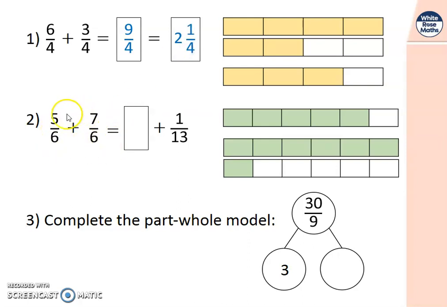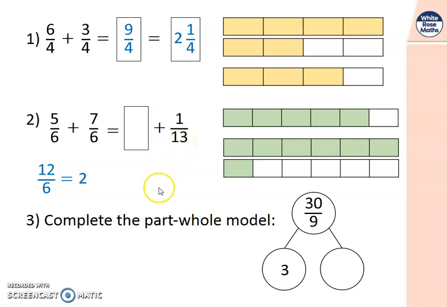On this side, this equation needs to balance with the answer to this equation. Let's work out the side we do know first. 5 add 7 makes 12. And we know that 12/6 is the same as 2 whole ones. That's 6/6 add 6/6. 6 add 6 makes 12. That's 2 whole ones.